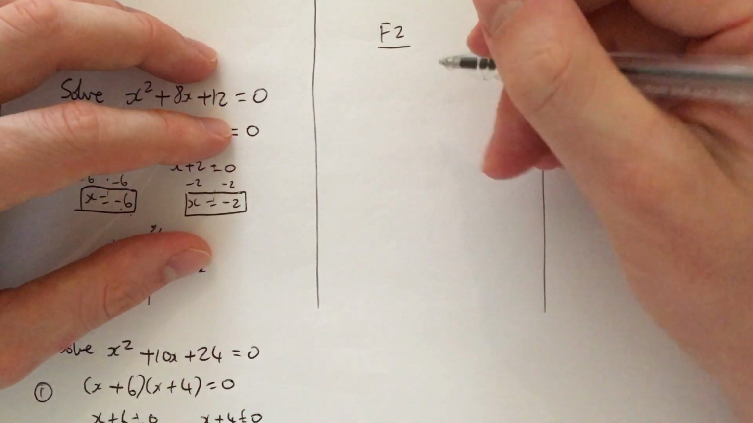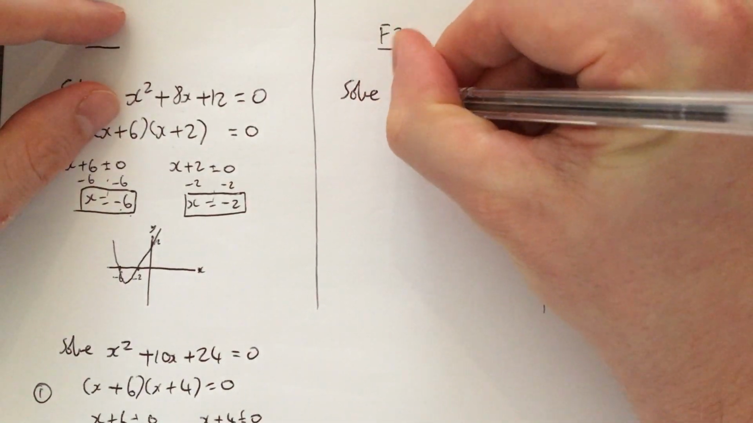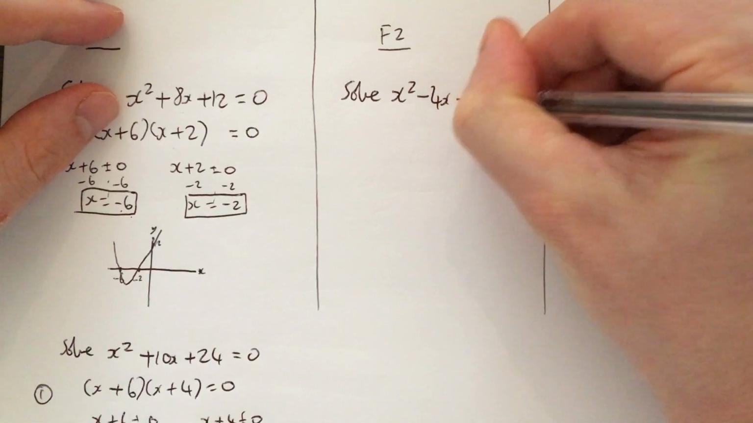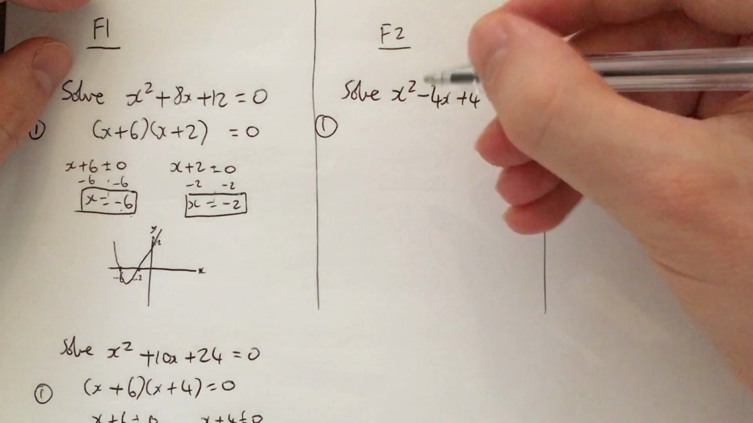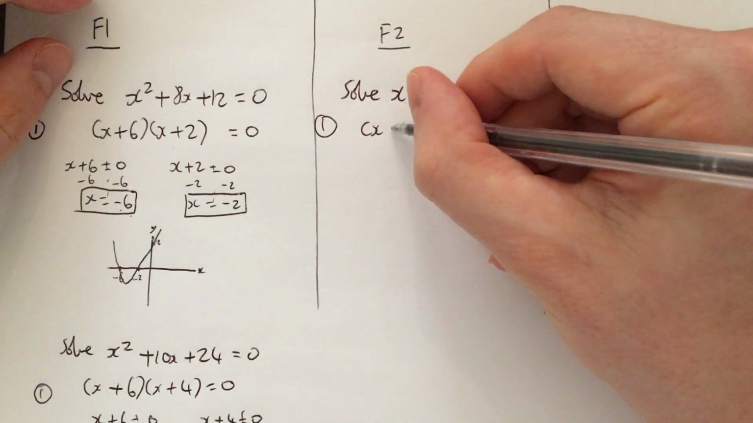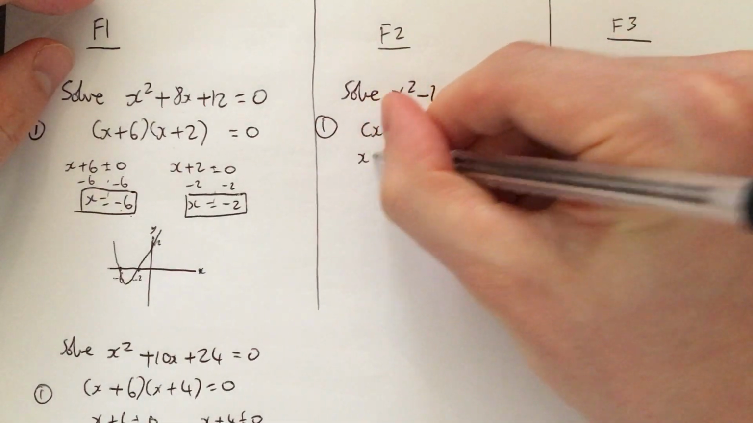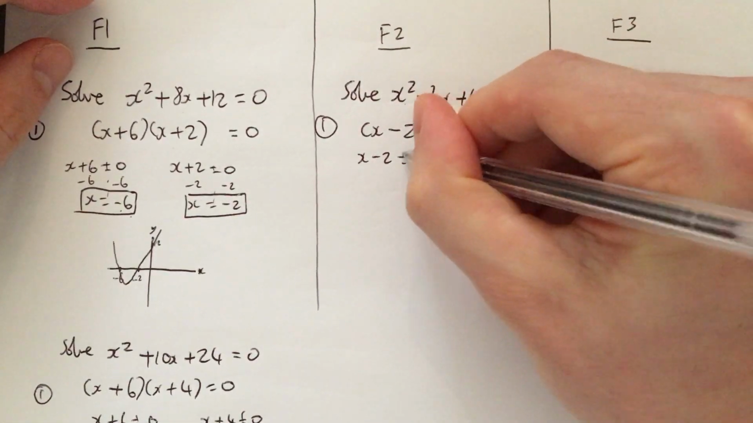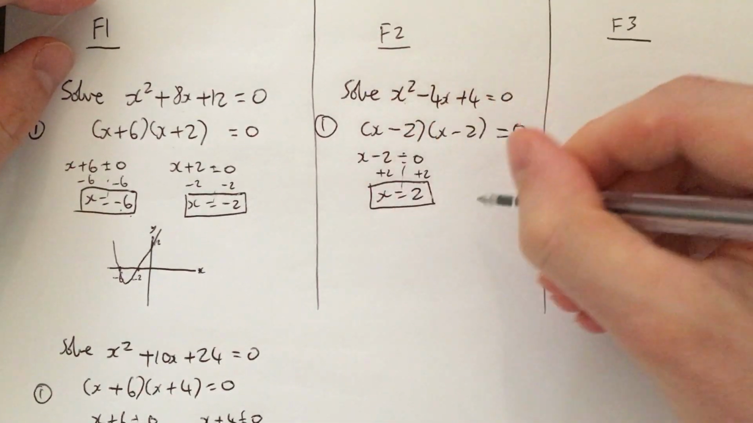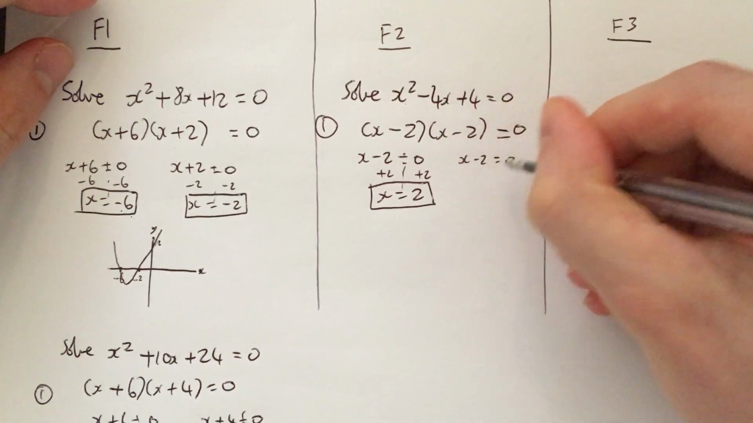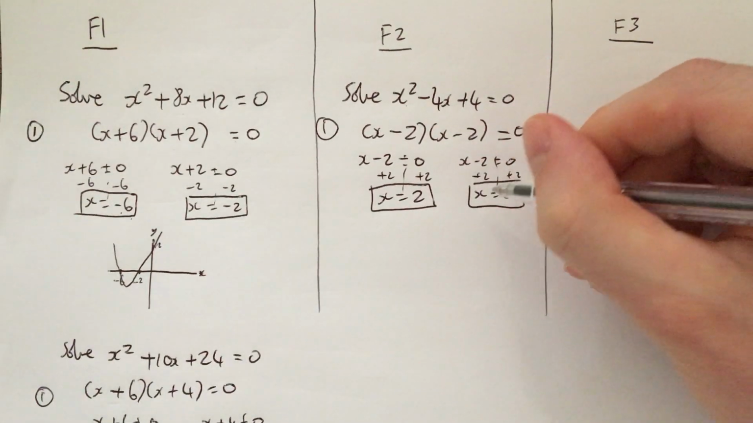Right, F2 is extremely similar. You've got: solve x² - 4x + 4 = 0. Same thing. Can I factorise it? Because it's got an x squared and an x. Yep. So it'll be (x - 2)(x - 2) = 0. x - 2 equals 0, so I'd add 2, so x equals positive 2. Same thing, so the same value of x is 2.